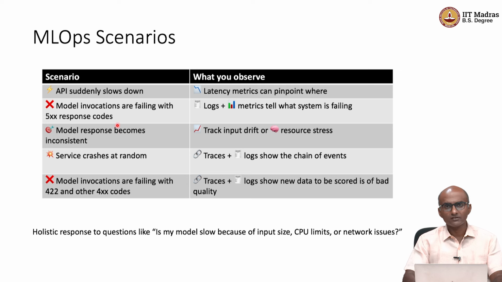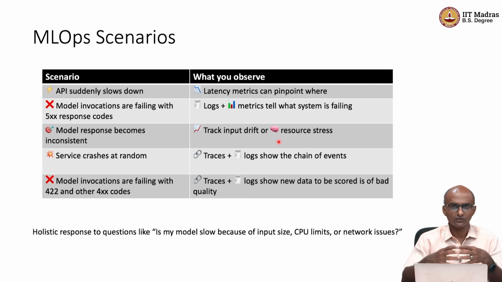That model response becoming inconsistent is something that you can detect or root cause by looking at the data drift. And we're going to see a more detailed example of this in week 9. Or resource stress could be a reason as well, because there are not enough resources, so default responses are going out. Then service crashes can happen every now and then.